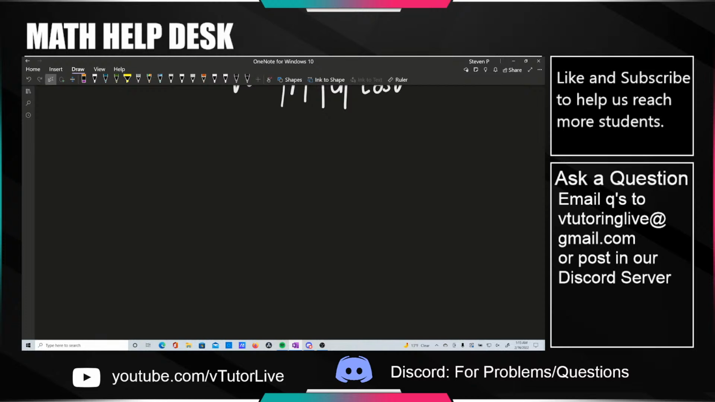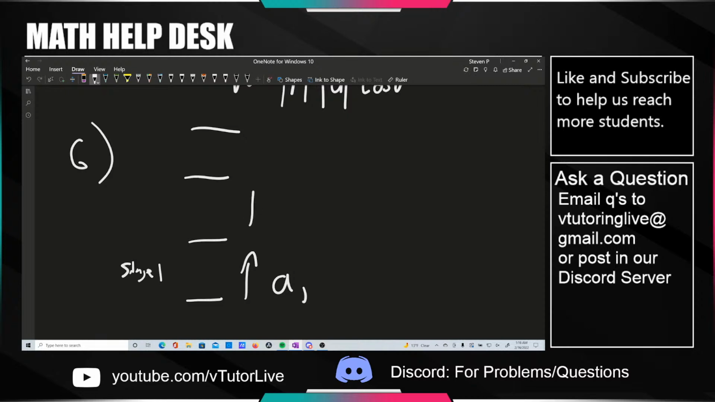Right, so the next one talks about, what problem are we on? 1, 2, 3, 4, 5, 6. I think we're on problem 6. So the next one's talking about a cave rescue team lifting an injured spelunker. Right, the lift is performed in 3 stages. So I guess in stage 1, it goes upwards with some acceleration, let's call it a1. And then in the second part, it's constant speed, so acceleration is equal to 0. And in the third phase, let's call it negative a3, right?